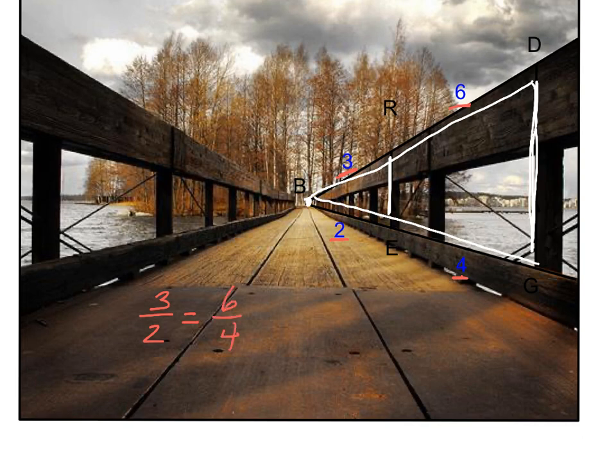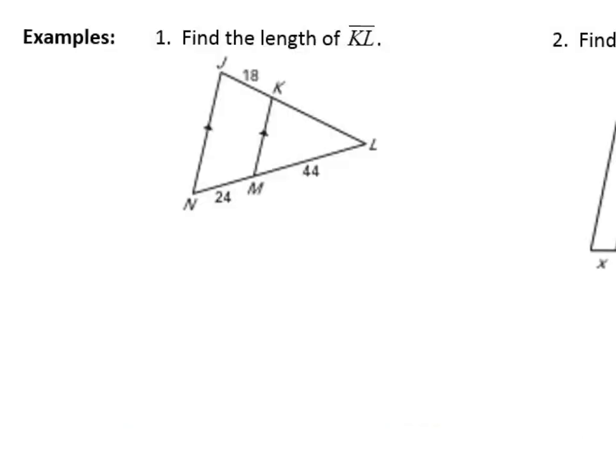Now, if you wanted to, you could set up the ratio differently. I could do 3 to 6, and that ratio is going to be equal to 2 to 4. So we do have several different options here. Let's see if I can apply a couple of them to this example where I'm looking for KL.